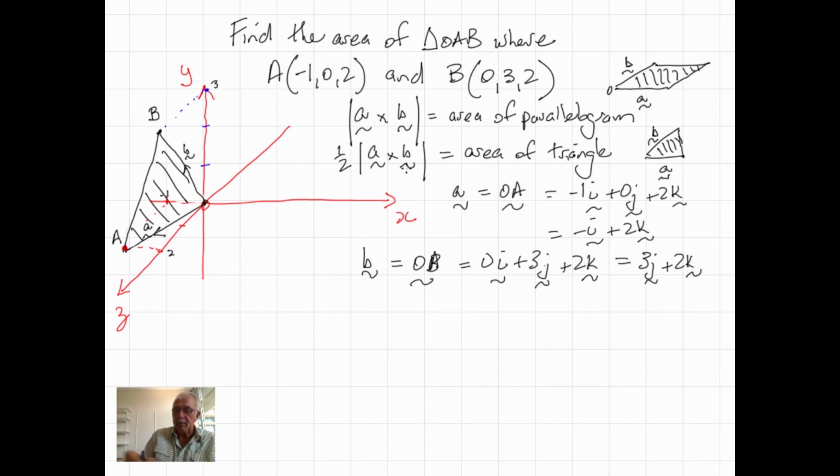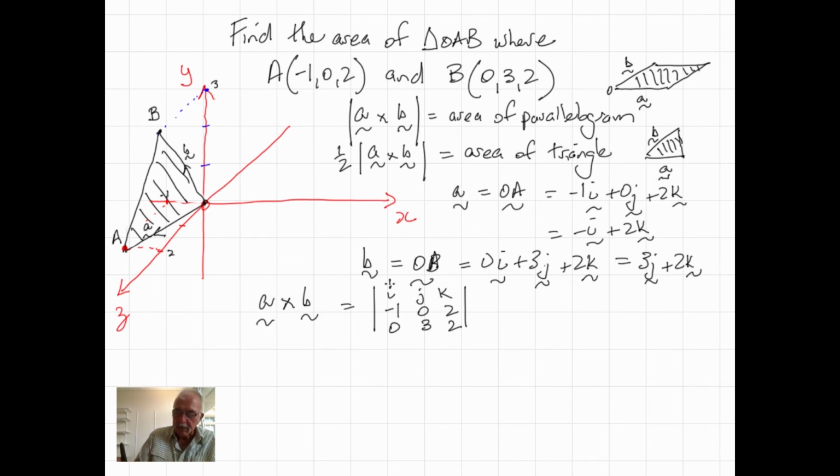So we want a half the magnitude of the cross product. So let's just work out what A cross B is first. A cross B, we'll do it one step at a time, is equal to, from work previously done, we put i, j and k. We put our components of the A vector, and that'll be -1. There is no j, so that'll be 0, and there is a +2. And the B vector is 0, 3, and 2.